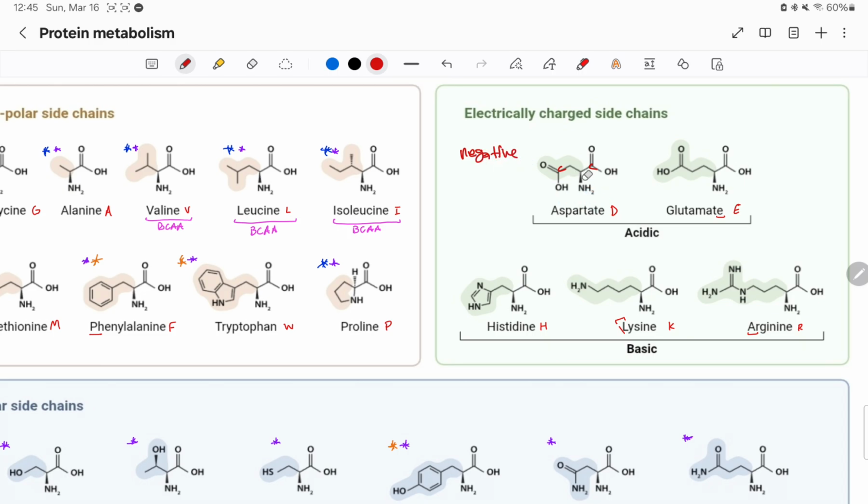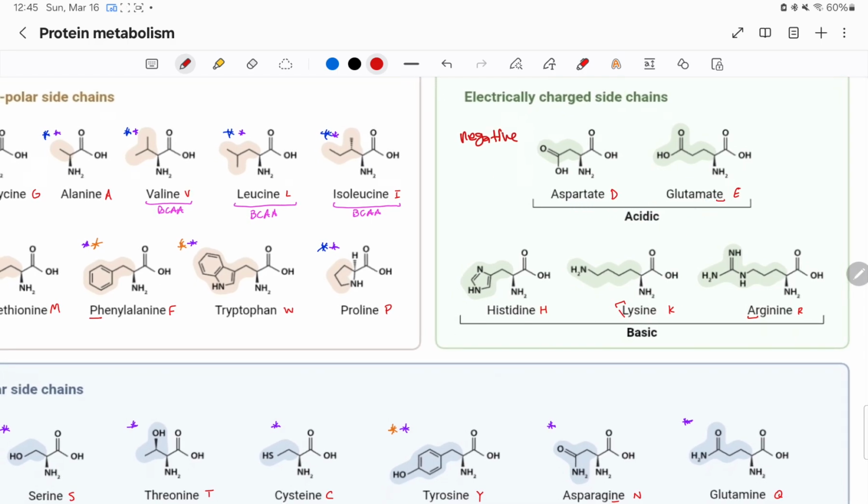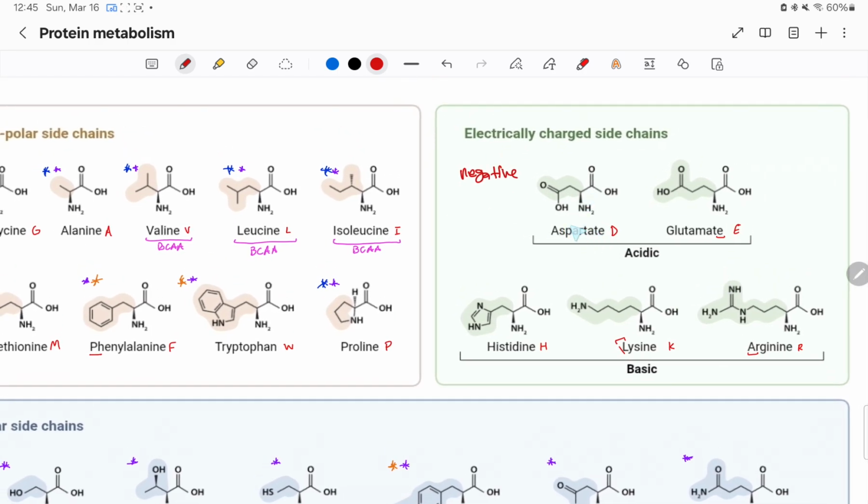Okay, you know another name we can give these guys? We can say they're dicarboxylic because they have one carboxyl and two carboxyl group. Okay, same thing, one carboxyl, two carboxyl group. And there's only two negatively charged or dicarboxylic or acidic amino acids. And those are going to be aspartate or glutamate. Sometimes you might see it written as aspartic acid or glutamic acid, but it's the same thing as glutamate and aspartate.